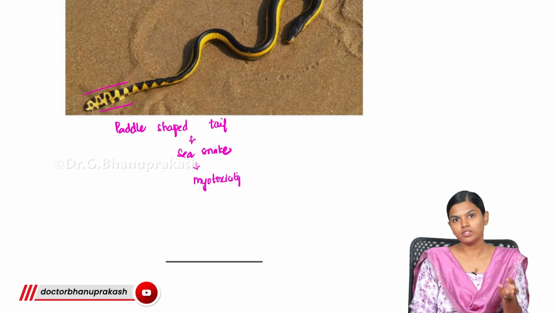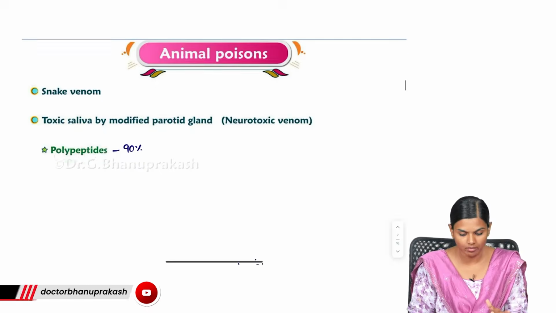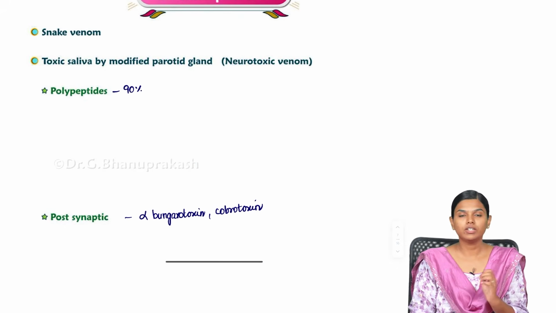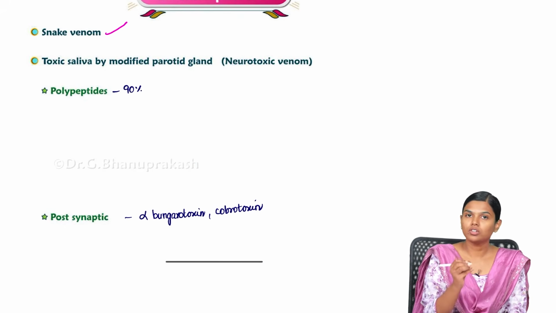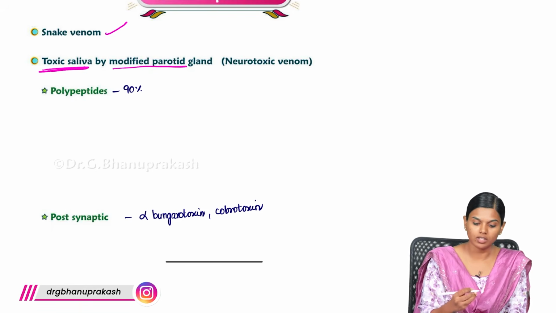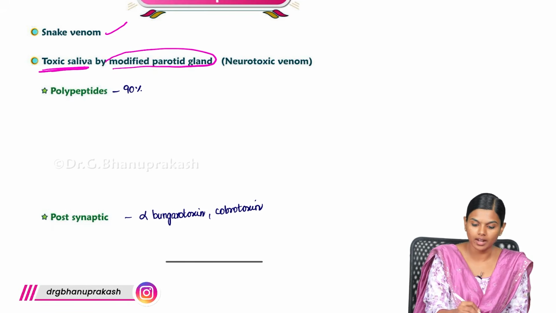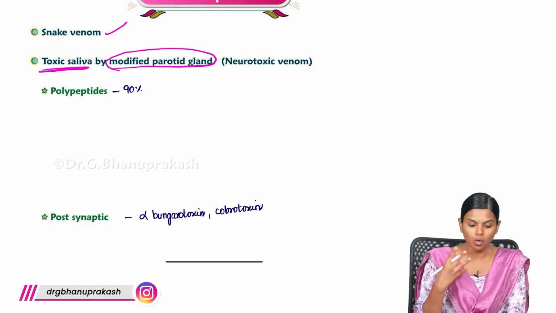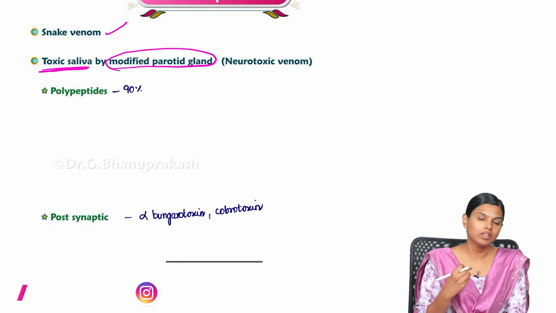So you have to know which snake caused which bite. So like that we have to understand. Now we will come to the snake venom. Snake venom is nothing but your saliva. It has become toxic by the modified parotid gland. This parotid gland will modify the saliva into very, very toxic material. That is what snake venom is.